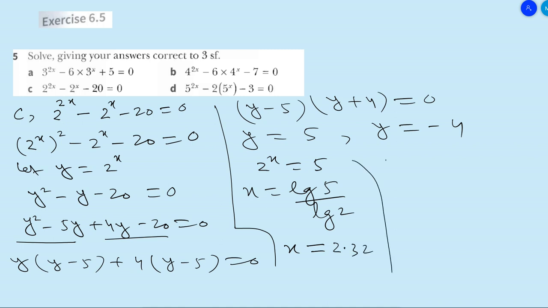And y, what is y? y is 2 power x is equal to minus 4. And I told you in the previous part, if we have a minus value and we take logarithm on both sides, we will get log 2 power x is equal to log of minus 4. So negative log is not defined. Therefore, we have only one answer, x is equal to 2.32.